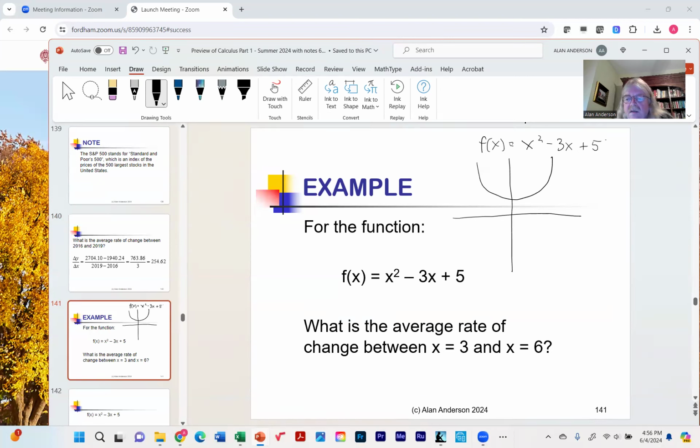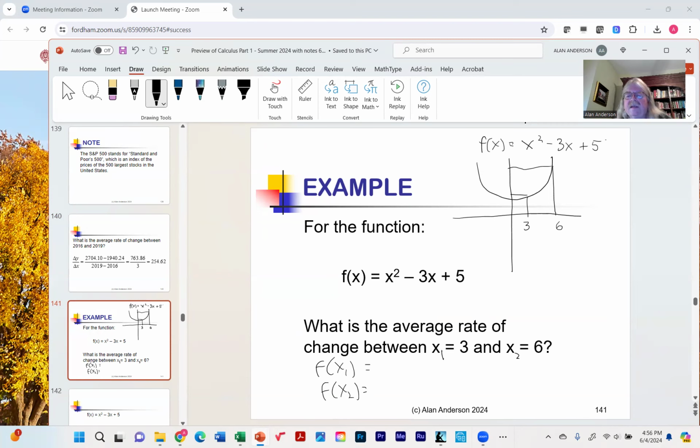So we want to know the average rate of change between x equals 3 and x equals 6. In order to do that, we have to figure out the corresponding values of f of x. In other words, let's say this is x1 and this is x2. We need to know the values of f of x1 and f of x2.